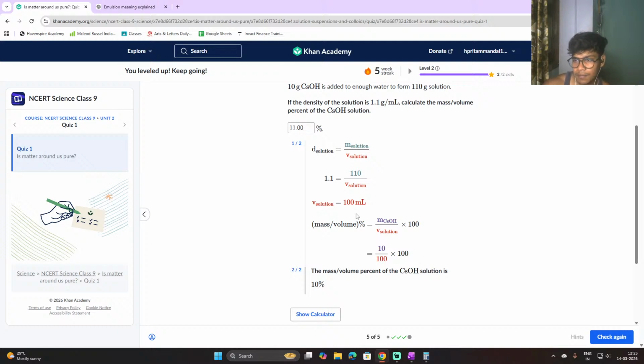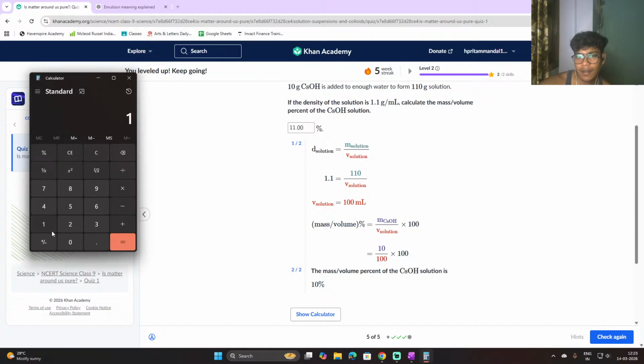Hundred ml. Why 100 ml? It's saying that it is 100 ml. 110 divided by 1.1 is 100.